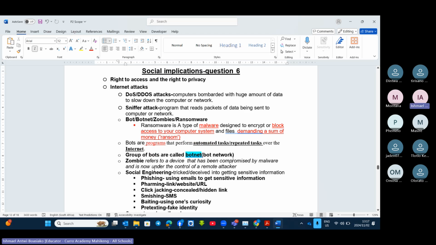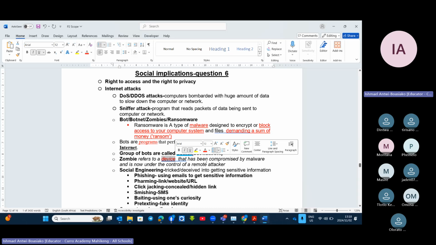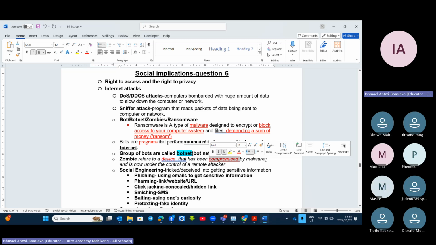Again, we have another term called zombie. So a zombie is a computer or device. It's a computer or device that has been compromised. That's another keyword here. So a computer or device that has been compromised by malware.